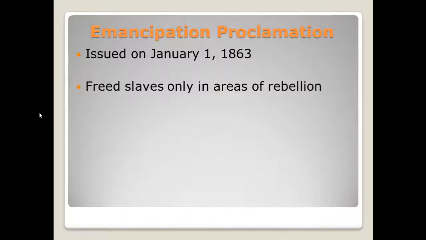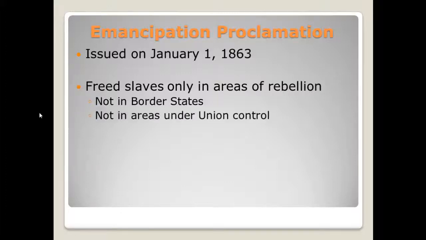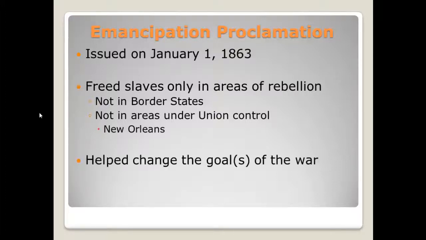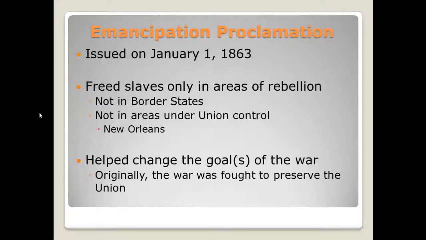All right, and this freed slaves only in areas of rebellion. So this did not free slaves everywhere, especially in the border states. We'll talk about the border states in just a moment. It only freed slaves in areas of rebellion or the Confederate States of America, which ultimately Lincoln did not have power over, and also not in areas under Union control. So, for example, New Orleans, which was under control of the Union at this time, slaves were not freed in New Orleans. And this helped change the goal or the goals of the war. Remember, in the beginning, the war was fought to preserve the Union. This is really the first step towards abolishing slavery. And this happens in 1863.